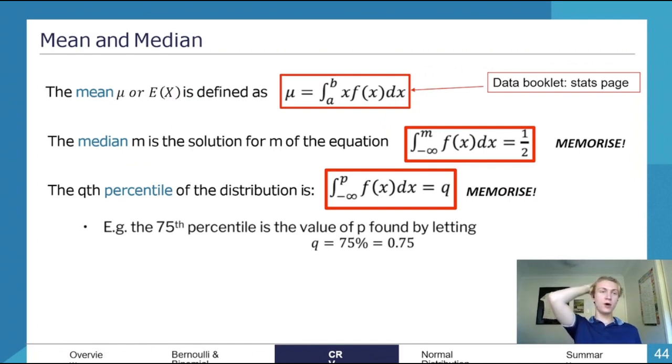Okay, now we're looking for the mean and median of a continuous random variable. As I said before, the mean is the integral between the lower and upper bounds of x times f of x. The variance is the same, except instead of x we have x minus mu, the mean, squared, times f of x, the probability density function.